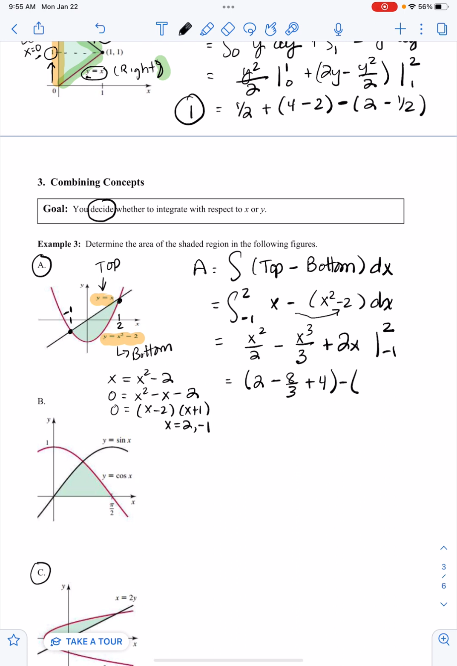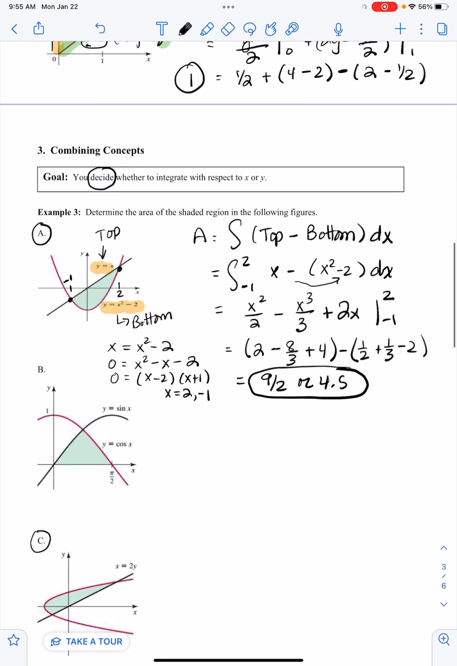If you're plugging in -1, you're going to get 1/2. Then you're going to get a negative with a negative, so a positive 1/3. And then a minus 2. Okay, so working that out, you should end up with 9/2 or 4.5. All right, so that does that one.